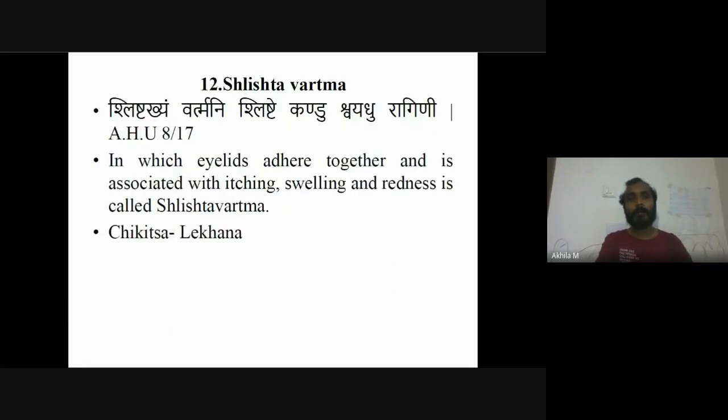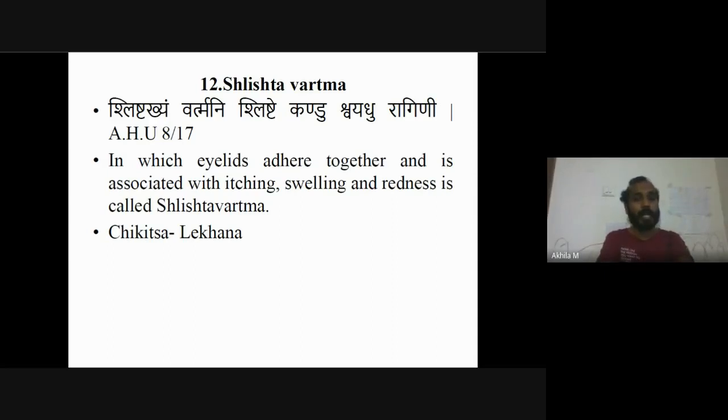Then Shlishta Varma, told only by Ashtanga Hridaya, Vagbhata only told about Shlishta Varma. Shlishta Kyam Vartmani, Kandu, Shopha. Itching will be there, and the swelling will be there. Because of the inflammation or any type of dosha vitiation, the eyelids stick together, itching and swelling will be there. The lids are joined together because of the swelling or some discharge. This condition is called Shlishta Vartma. It is a Lekhana Sadhya Vyadhi.